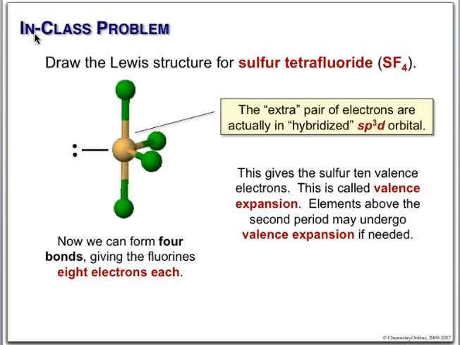Once again, this is what it looks like. The extra pair of electrons, if you were interested, is actually in a hybridized orbital called an sp3d orbital. Remember, in the third period and below, we can have d orbitals. And that's the place that you're putting these extra electrons.